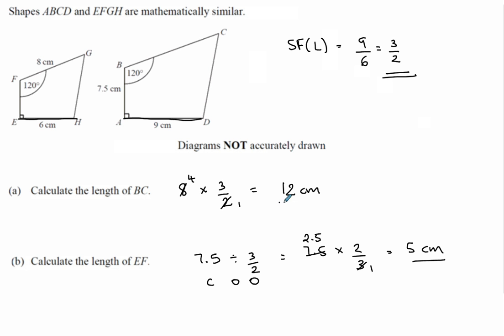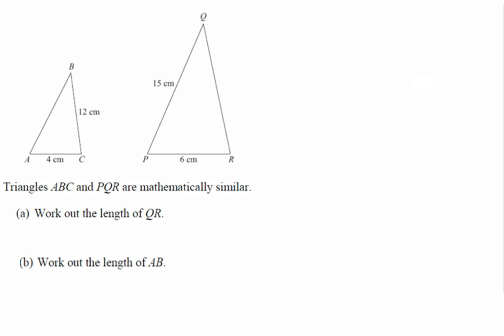All right? Cool. Nice, simple questions, yeah? Once you find the scale factor, again, everything flows. Okay, triangles ABC and PQR are mathematically similar. Work out the length of QR. So we're trying to find that side there.